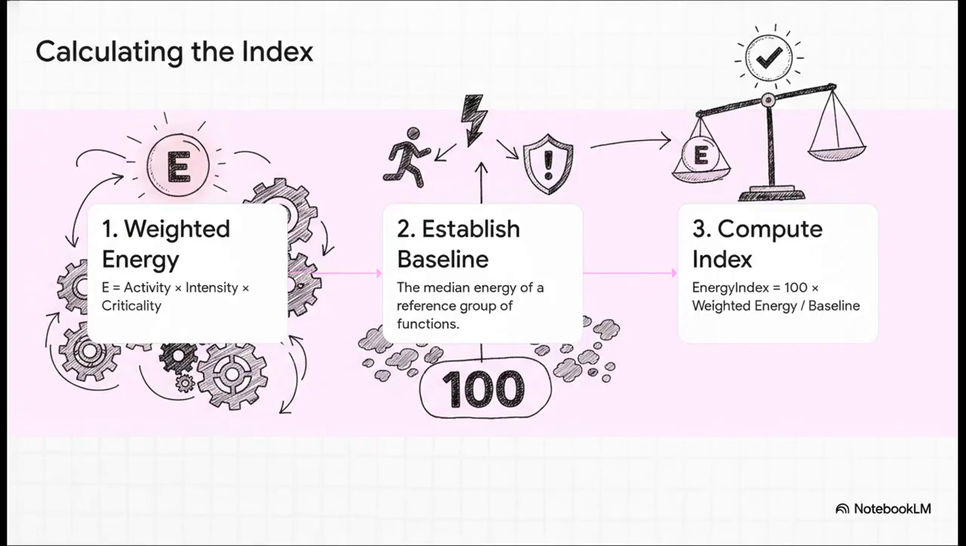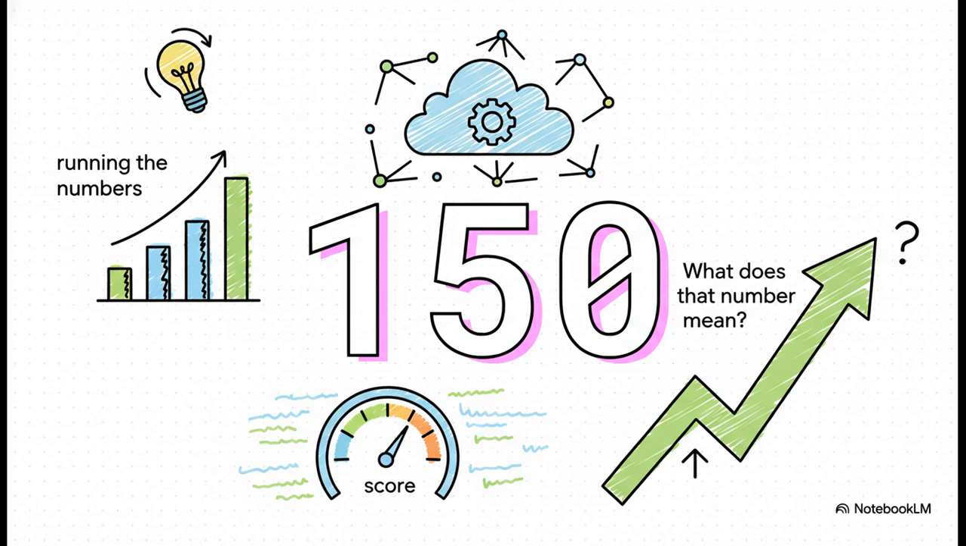The calculation, believe it or not, is actually pretty straightforward. First, you get what's called weighted energy by just multiplying our 3 metrics together. Simple enough. Next, you need something to compare it to, so you establish a baseline. You just find the median energy use for a whole group of similar functions, and you call that baseline 100. Finally, you just compare your function's energy to that baseline to get your final index. So you run all the numbers, and poof, out pops a score. Let's say, just for example, your software function gets an energy index of 150.